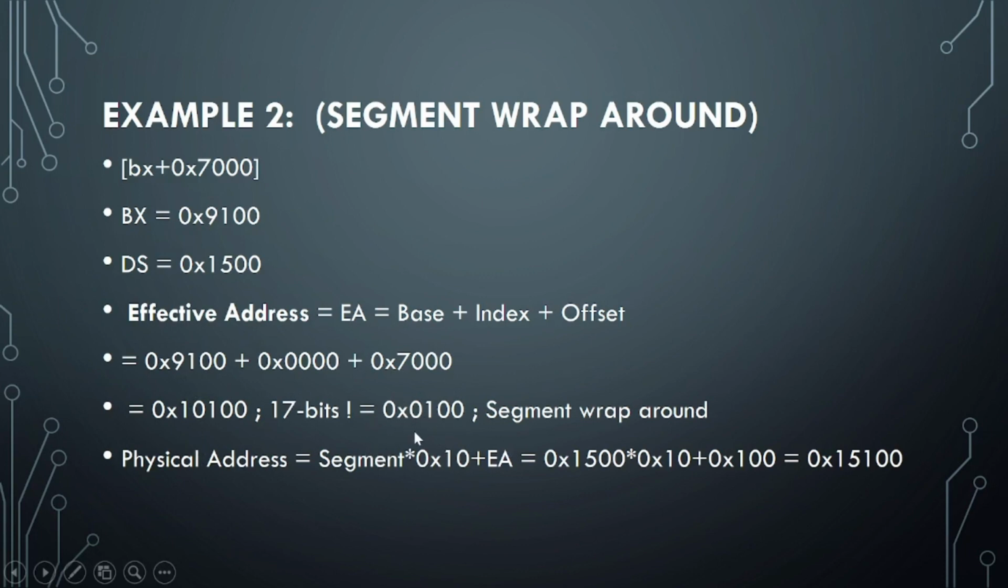Now we have calculated the effective address and we can use it for calculating the physical address. The physical address formula is segment times 0x10 plus effective address. So we will have 0x1500 as a result. I hope you understood the concept of segment wraparound.